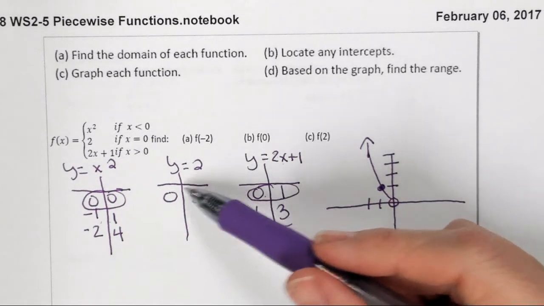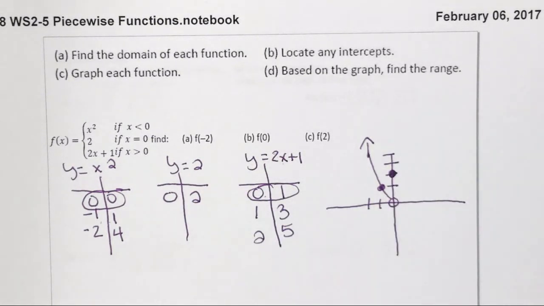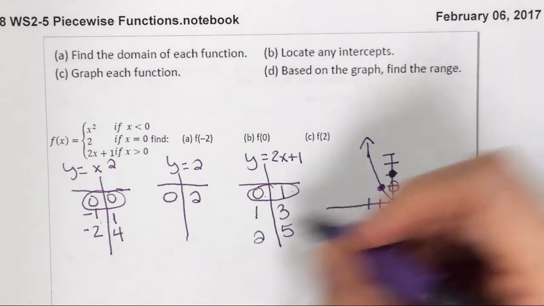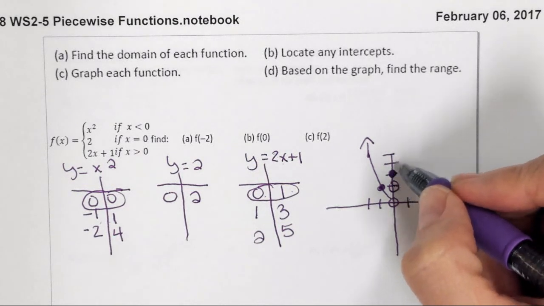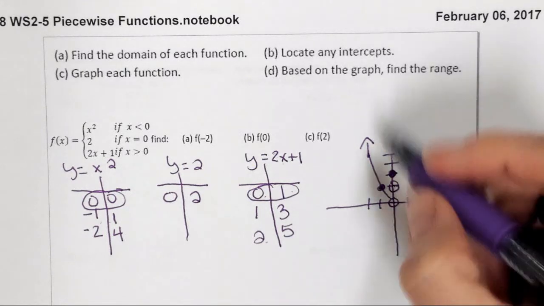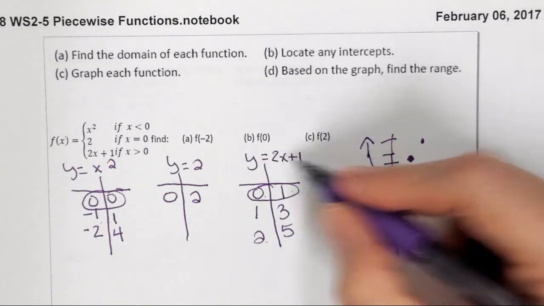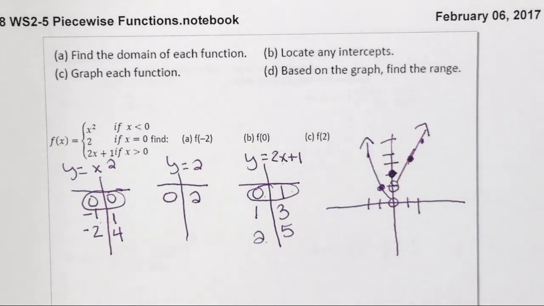The next one says I need a point at 0, 2. Closed circle at 0, 2. Then I need an open circle at 0, 1. I need a point at 1, 3. So 1, 1, 2, 3. And I need another point at 2, 5. So 1, 2, 3, 4, 5. And this is a linear function, so it'll look like this. And I draw an arrow. This one looks really weird.